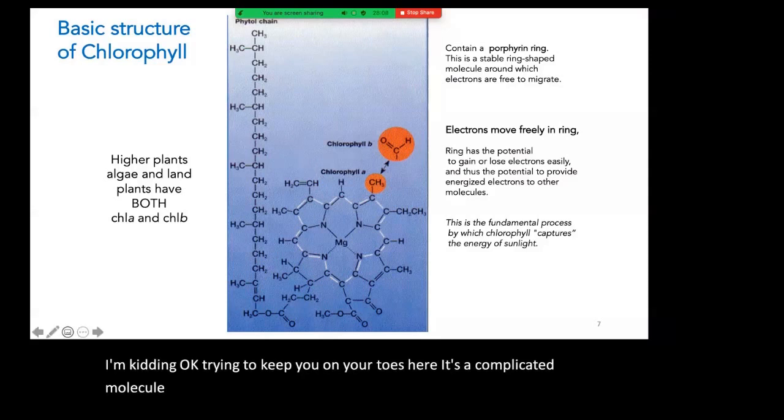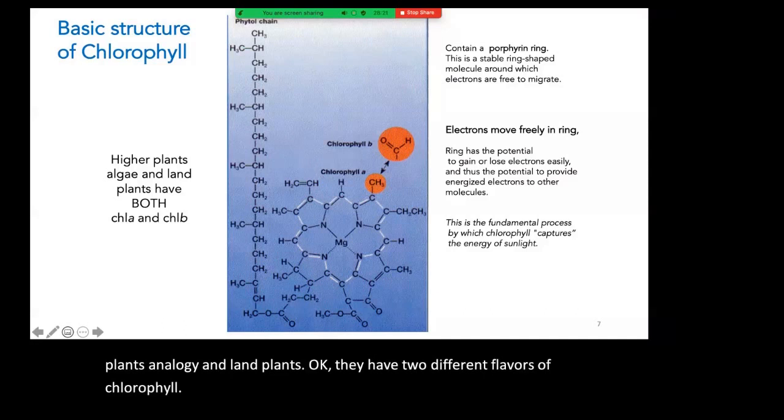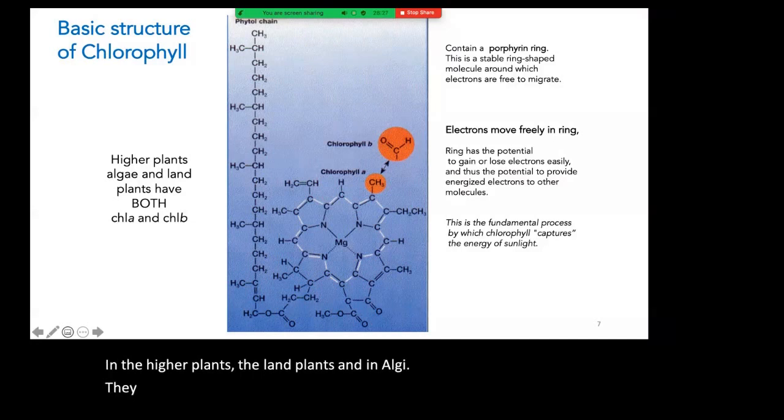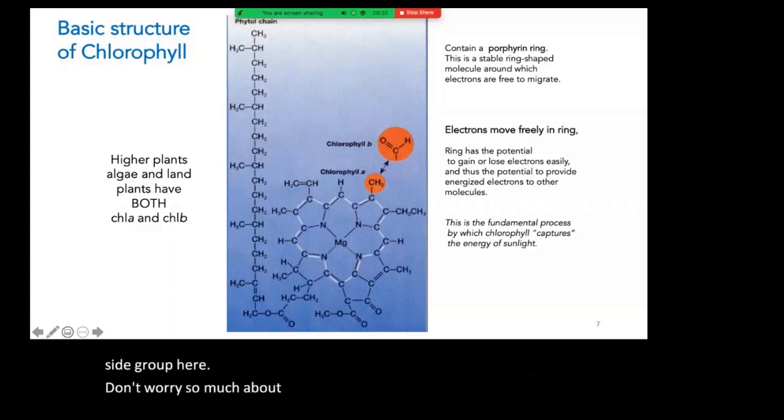This is the basic structure of chlorophyll. And in higher plants and algae and land plants, they have two different flavors of chlorophyll. In the higher plants, the land plants, and in algae, they have both chlorophyll A and chlorophyll B. The difference between chlorophyll A and chlorophyll B is this little modification of this side group here. Don't worry so much about this. I don't expect you really to remember this.